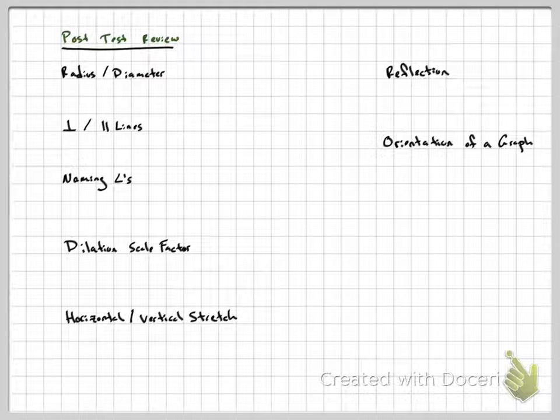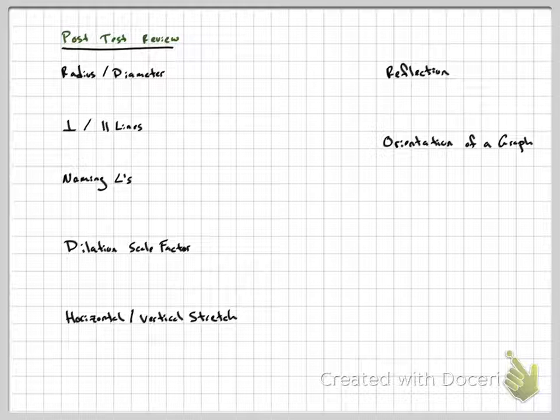So radius, diameter, perpendicular parallel lines, naming angles, dilation and scale factor, horizontal and vertical stretches, reflections, and then orientation of a graph. So this review is not going to be very long. It's just going to touch a little bit on each topic.